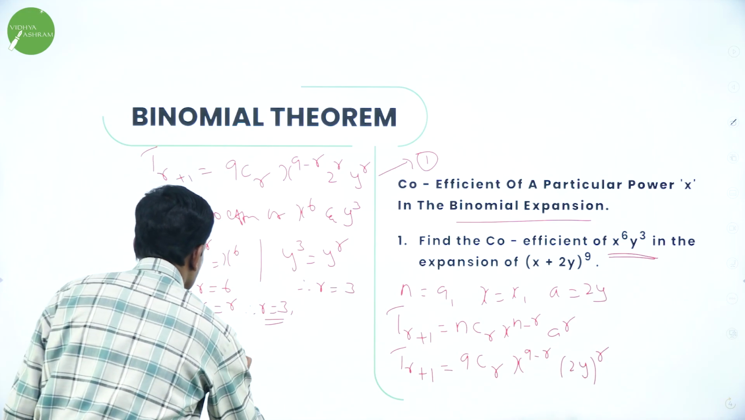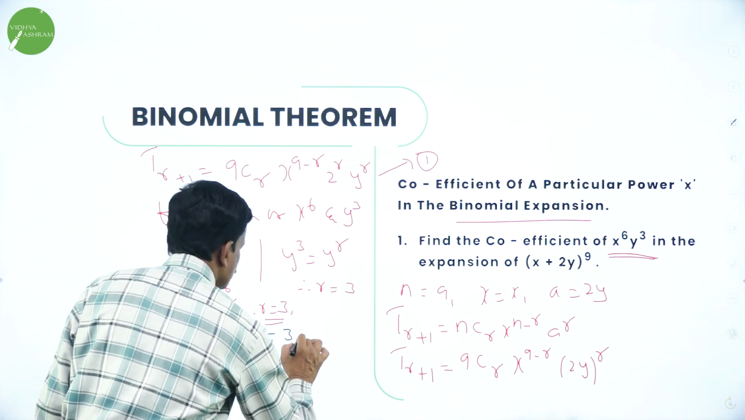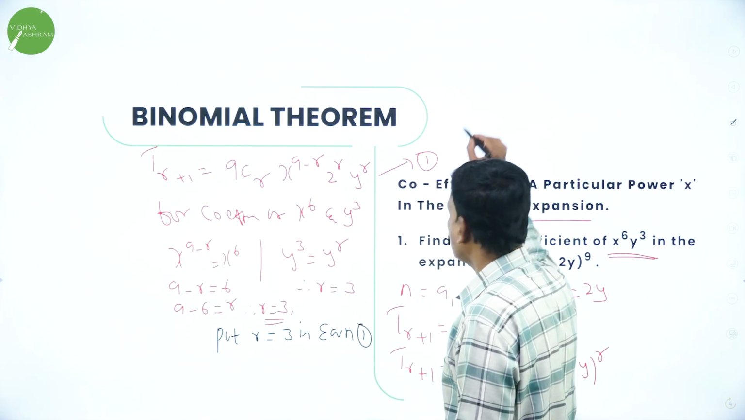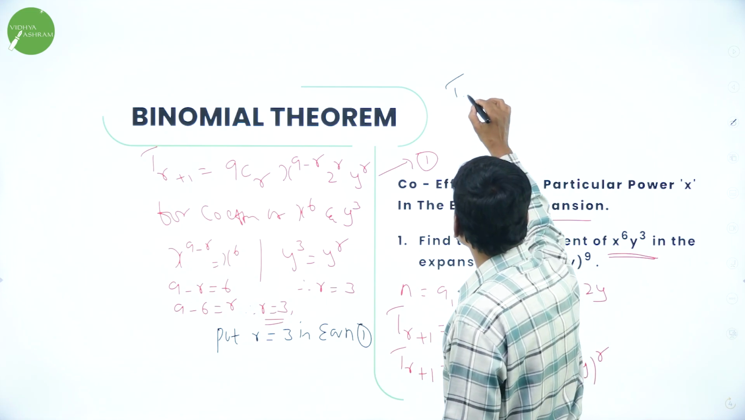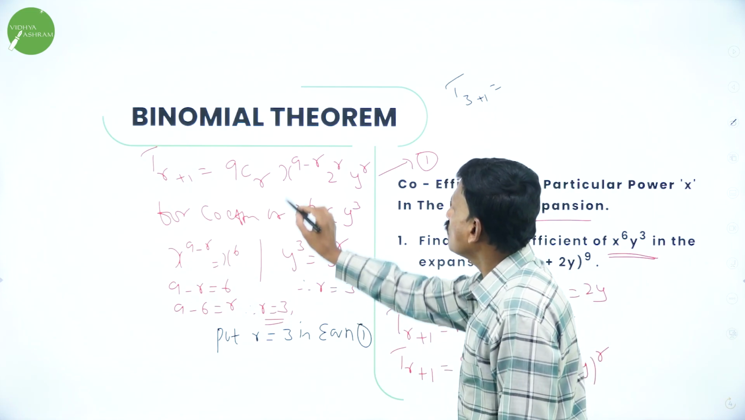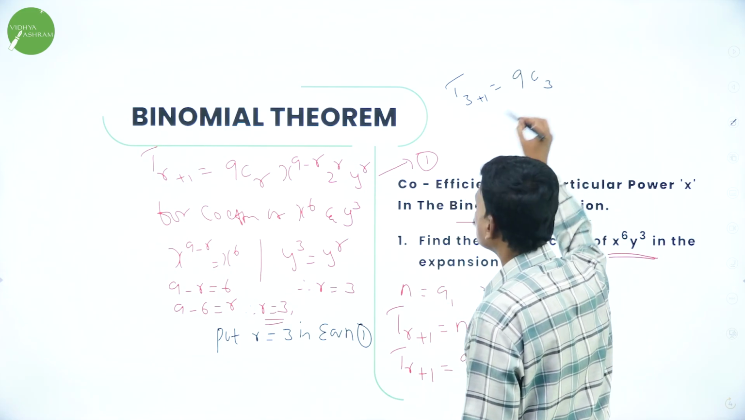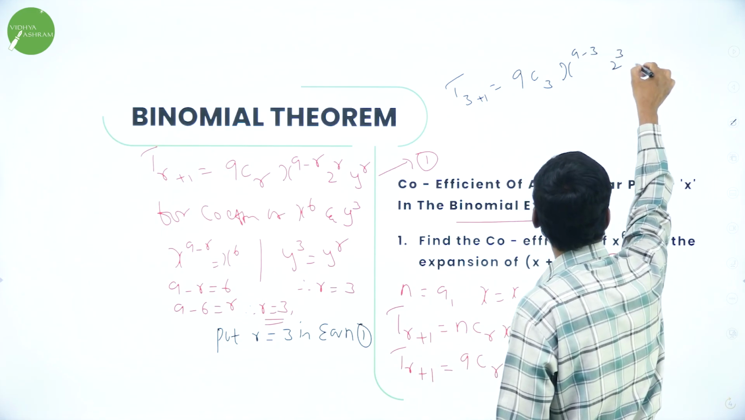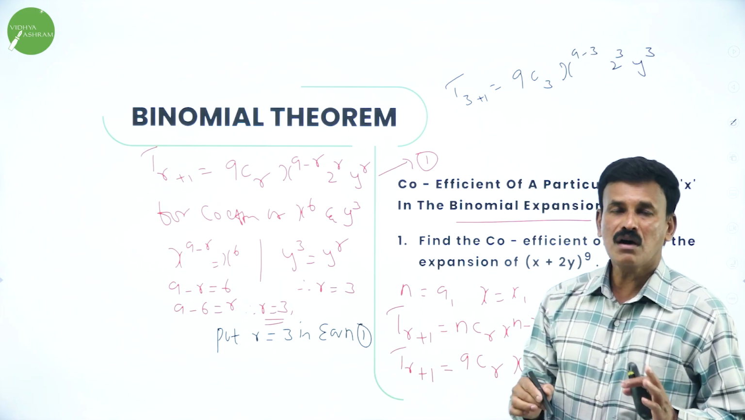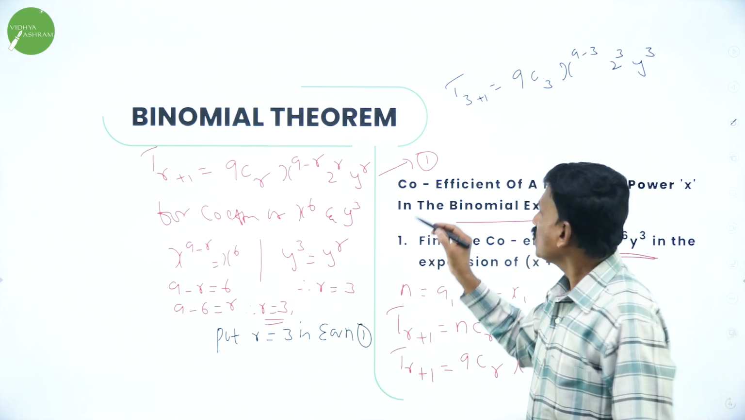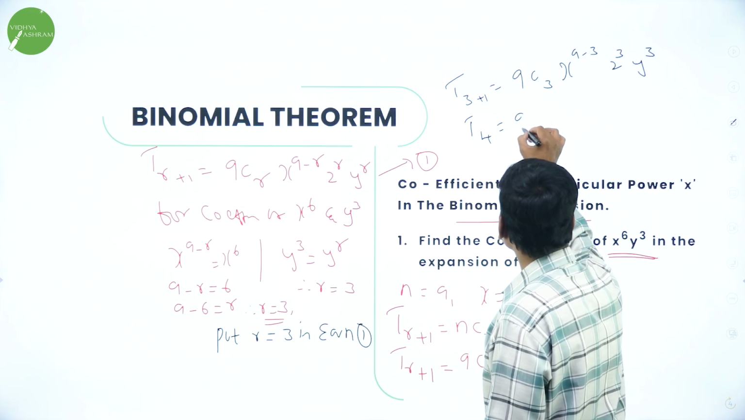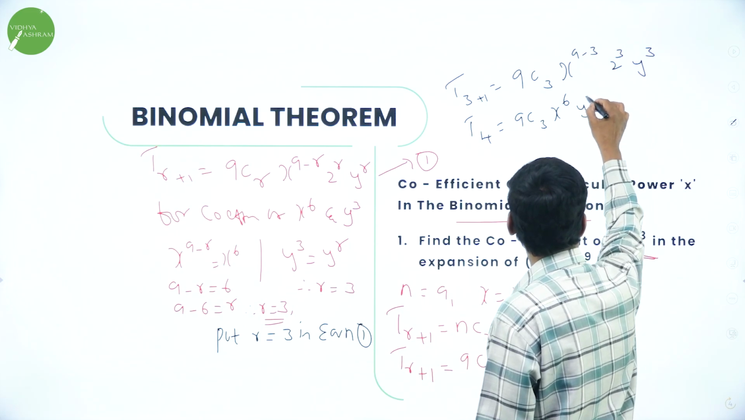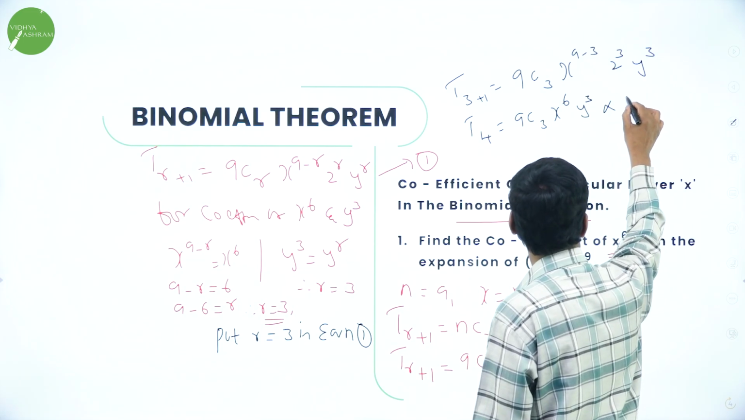Now just put r is equal to 3 in equation number 1. So what will you get if you put r is equal to 3? You will get T(r+1), that is T(3+1), is equal to 9C3 x to the power of 9 minus 3 and 2 to the power of 3 into y to the power of 3. Just put r is equal to 3 in equation number 1, then T4 is equal to 9C3 x to the power of 9 minus 3 is 6, y to the power of 3 into 2 cube. 2 cube means 2 times 2 is 4, 4 times 2 is 8.